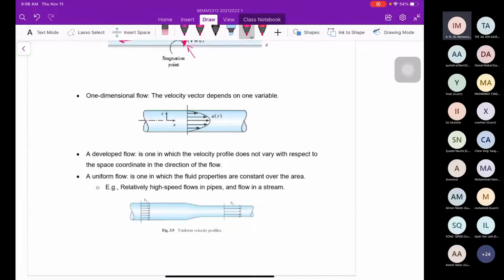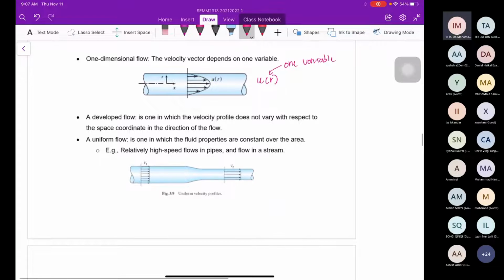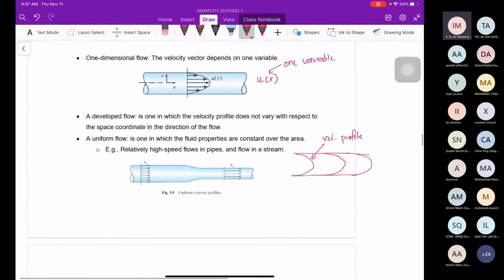In one-dimensional flow, the velocity vector depends on one variable. Here, U depends only on the radial coordinate, one variable. That is 1D. A developed flow is one in which the velocity profile does not vary with respect to the space coordinate in the direction of the flow. For the developed flow, this is the pipe, and the flow will be the same like this. This is what we call a velocity profile. The velocity profile is unchanged throughout the pipe. This is considered developed flow. The flow is already developed; we call it a matured flow.